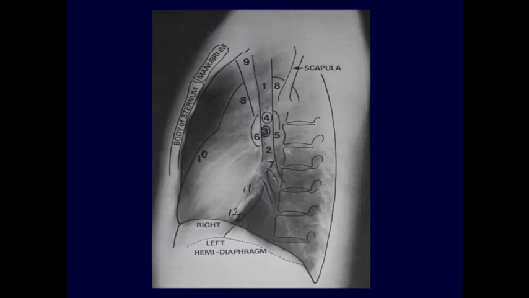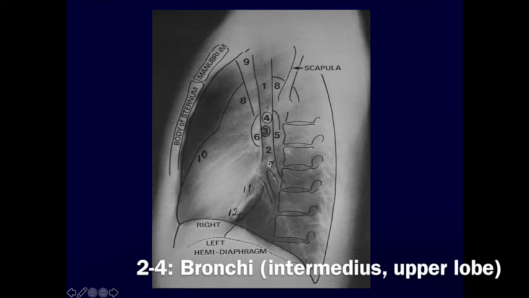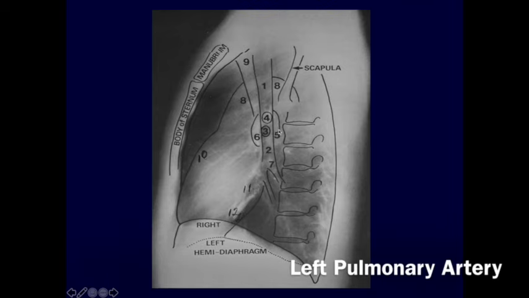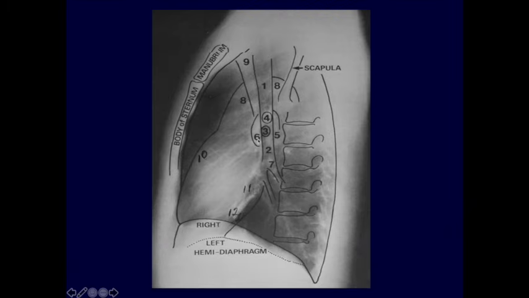This is a labeled lateral film, and we're going to go through the anatomy here and shortly go through an approach. Number 1 here is the trachea. Number 2 is bronchus intermedius. Number 3 is the left upper lobe bronchus. Number 4 is the right upper lobe bronchus. Number 5 is the left pulmonary artery. And number 6 is the right pulmonary artery.